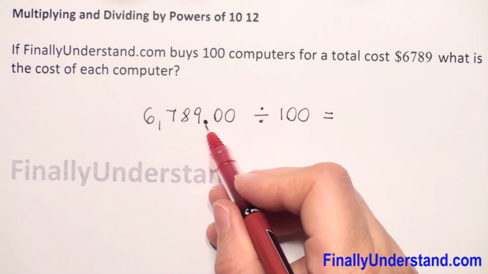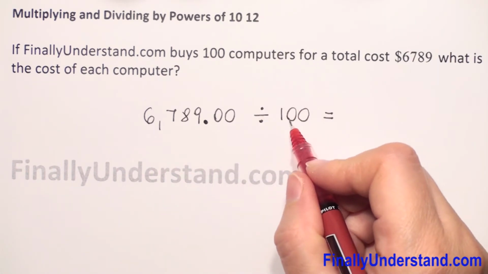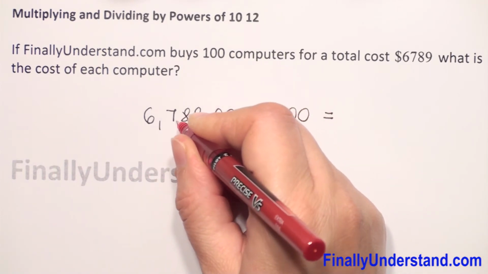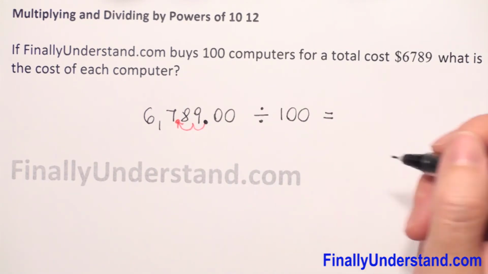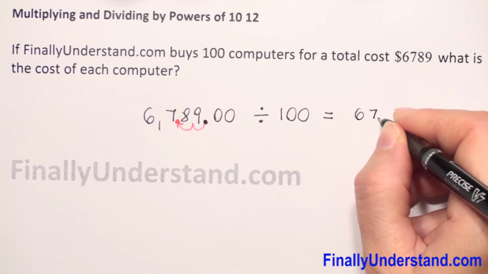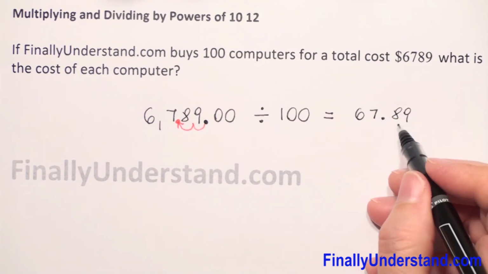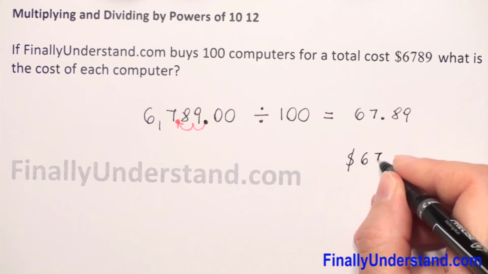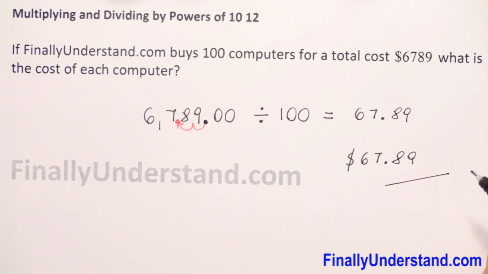We have to move the decimal point to the left, of course, because we have division. And how many places? We have 2 zeros, so we move 2 places to the left. So the cost of one computer will be 67.89. We don't have to write the zeros at the end, so it will be $67.89. This is the cost of one computer.